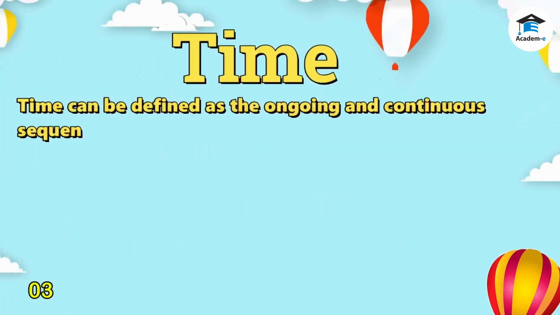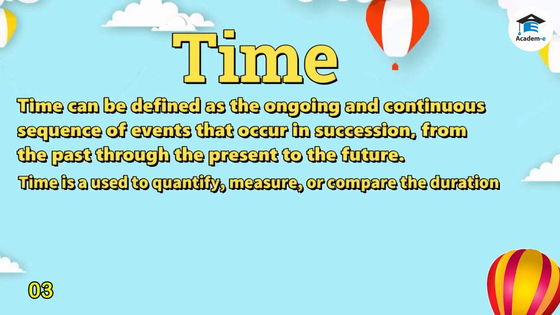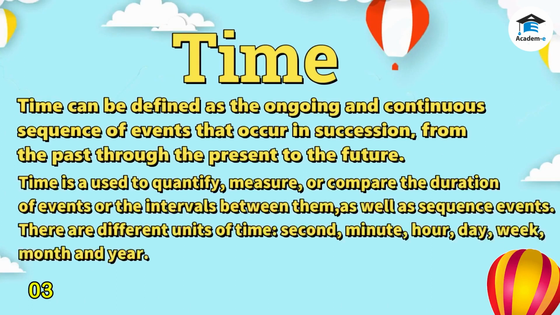Time can be defined as the ongoing and continuous sequence of events that occur in succession, from the past through the present to the future. Time is used to quantify, measure, or compare the duration of events or the intervals between them, as well as sequence events. There are different units of time: second, minute, hour, day, week, month and year.